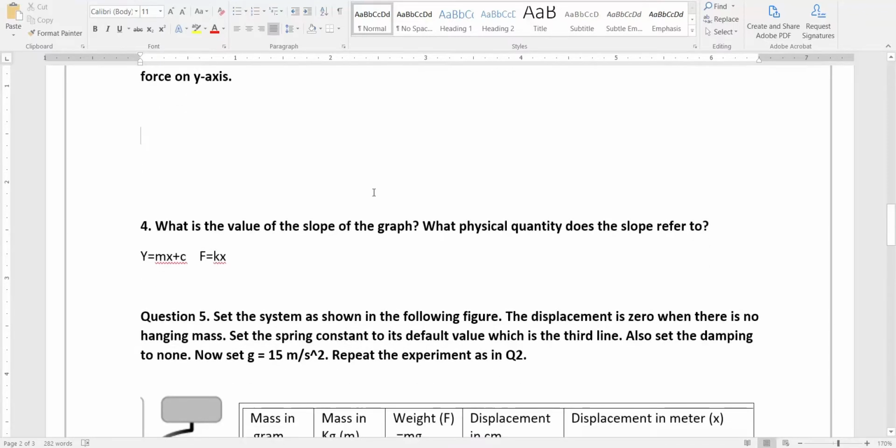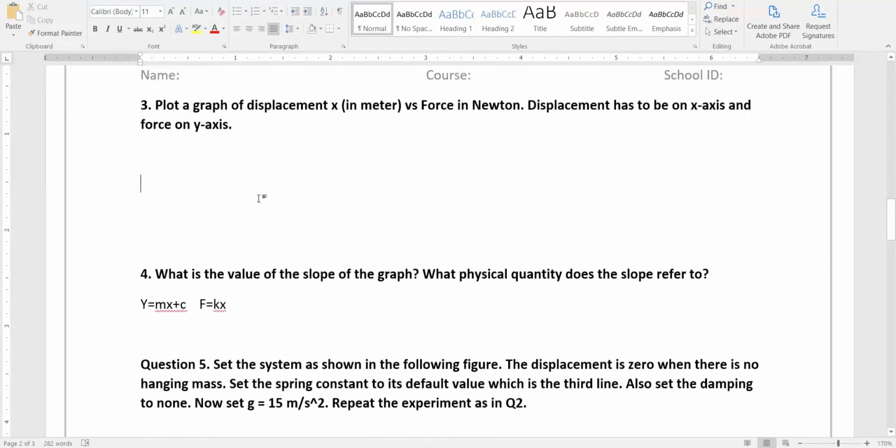Okay. The next thing is, once you have a graph, how do you get the meaningful information out of it? In this case, how do you find out the slope, and what does the slope refer to? Let's say you have a line y equals mx plus c. All of you might have studied about this in your math class. So if you plot a graph, this is a straight line, and the m is the slope.